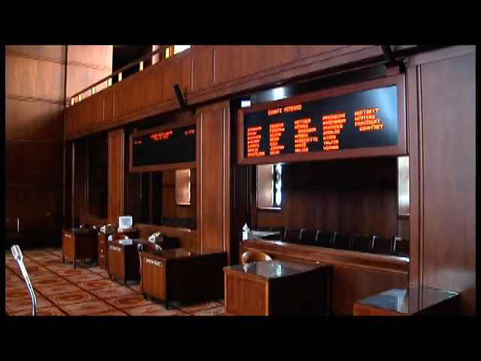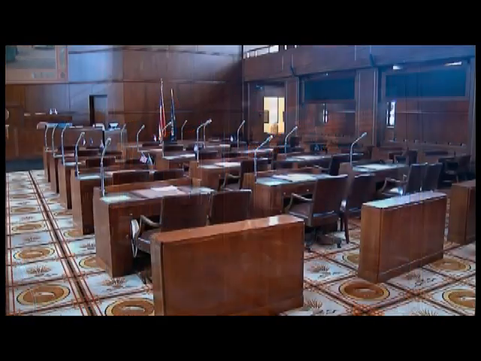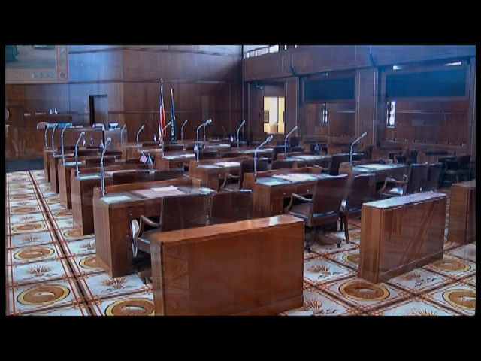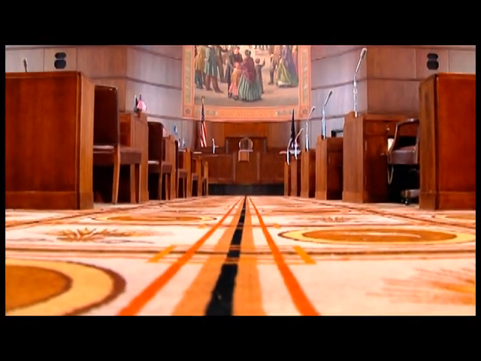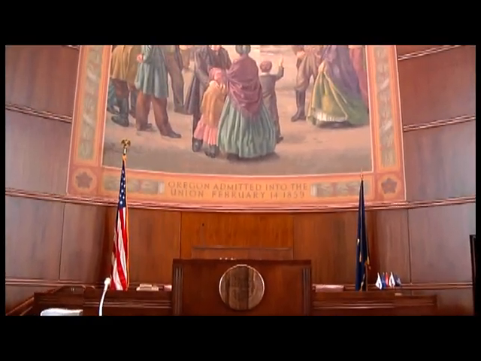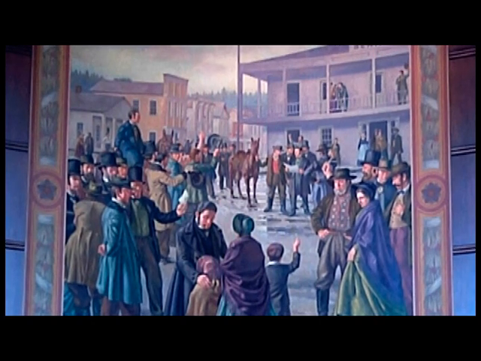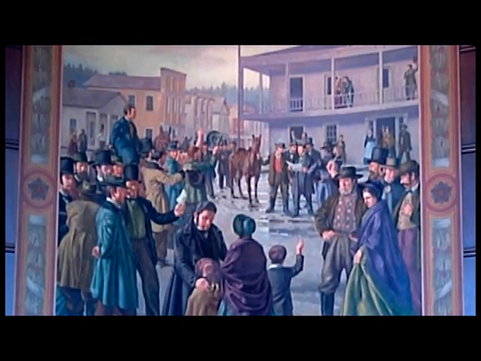The most obvious difference between the chambers is the amount of desks. There are only 30 Senate members that serve 4-year terms. The mural behind the Senate President's podium illustrates a scene in Salem on St. Patrick's Day in 1859, when the news of Oregon's statehood finally arrived in Salem.